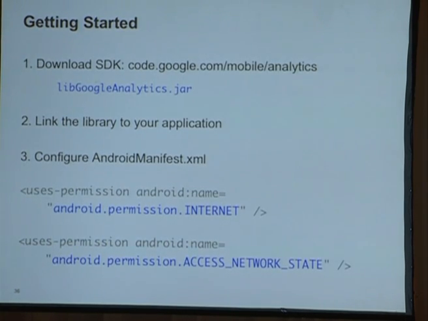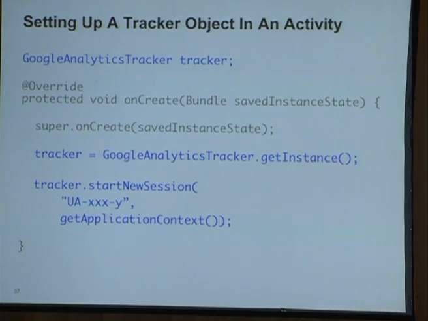So using this library is super easy. You just go to our site, code.google.com, mobile analytics, and you have a library there that you just download. You link the library to your application. And then there are two permissions that we need you to set in the Android manifest file: access to the internet, and access to the network state. And once you have that, you're ready to start using the product. You're ready to start tracking.